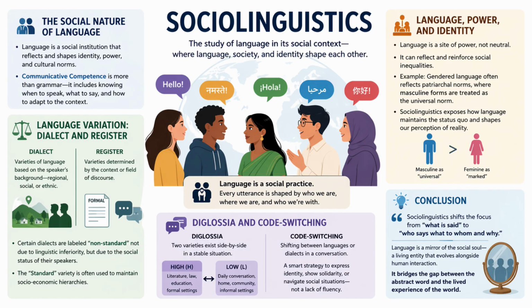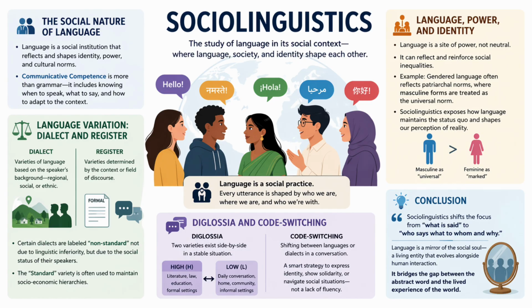The social nature of language. At the heart of sociolinguistics is the shift from viewing language as an abstract, isolated system to seeing it as a social practice. No speaker exists in a vacuum. Every utterance is mediated by social variables such as class, gender, age, and ethnicity. The concept of communicative competence is central here. It argues that mastery of a language involves more than just internalizing syntax. It requires the social knowledge of when to speak, what to talk about, and how to adapt one's tone based on the listener and the setting.